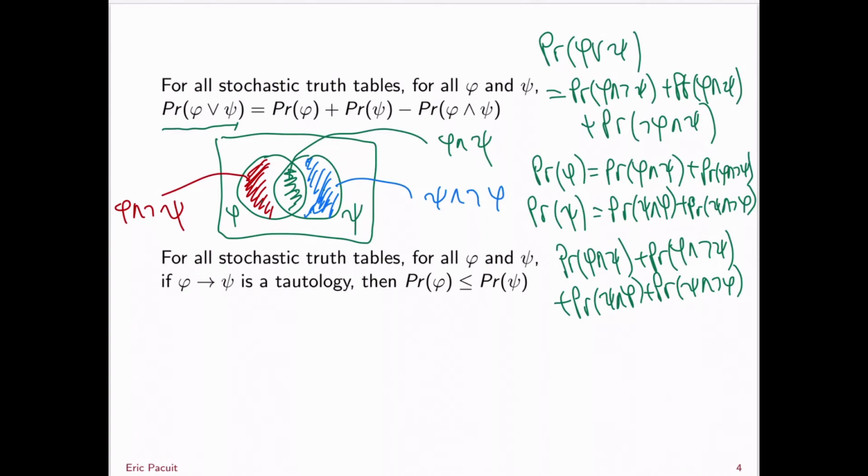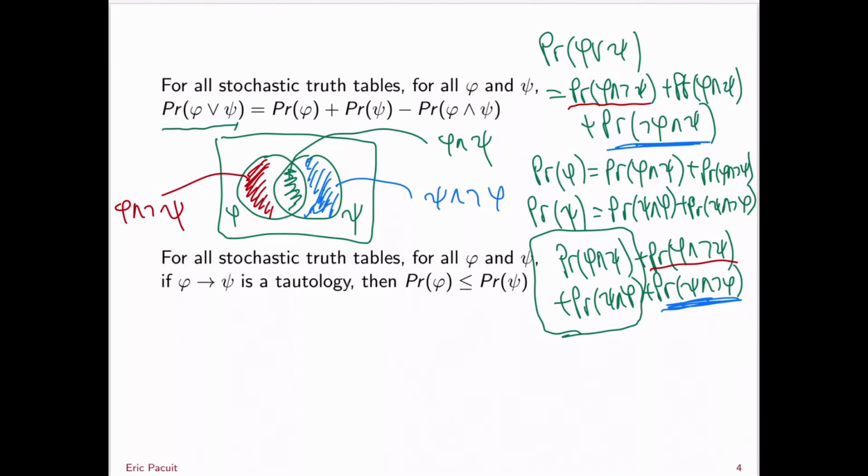Now, let's just see here. So here we have the probability of phi and not psi. So we have the probability of phi and not psi right here. We have the probability of psi and not phi. So this is the probability of psi and not phi. But in this sum right here, we added the probability of phi and psi twice.